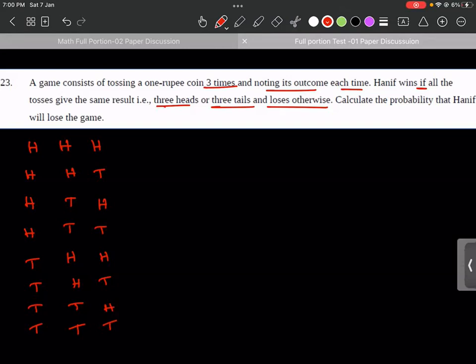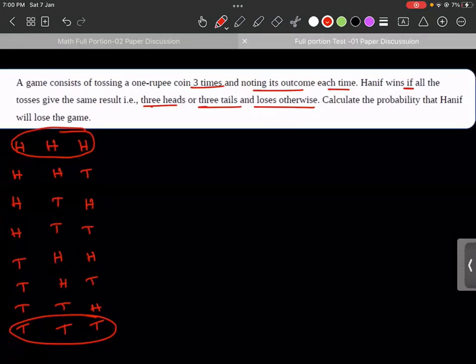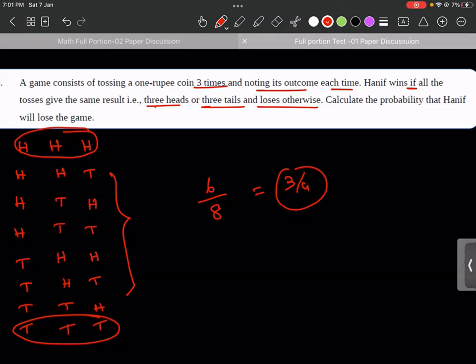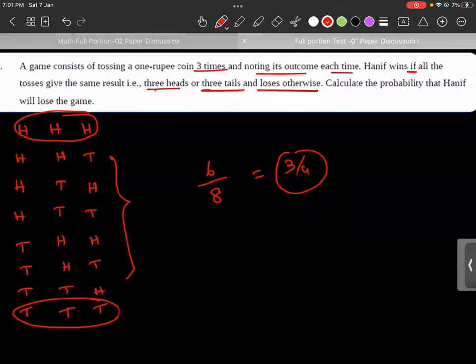Correct? Honey wins if all the tosses give the same result. So he should either get head, head, head, or he should get tail, tail, tail. Calculate the probability that Honey will lose the game. So how many are there? 6 out of 8. So 3 by 4. There is a 75% chance that he will lose. I hope it is clear. Yes or no?